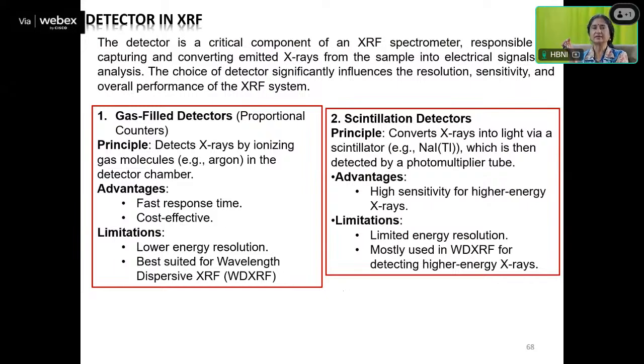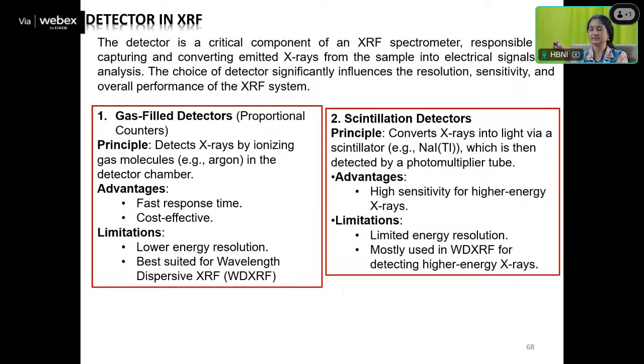So there are various types of detectors. Gas-filled detectors are there, which are normally known as proportional counters. They detect X-rays by ionizing gas molecules, that is argon, in the detector chamber. The advantages are fast response time and cost effectiveness. However, limitations are there: low energy resolution. It is best suited for wavelength dispersive XRF, or WDXRF.